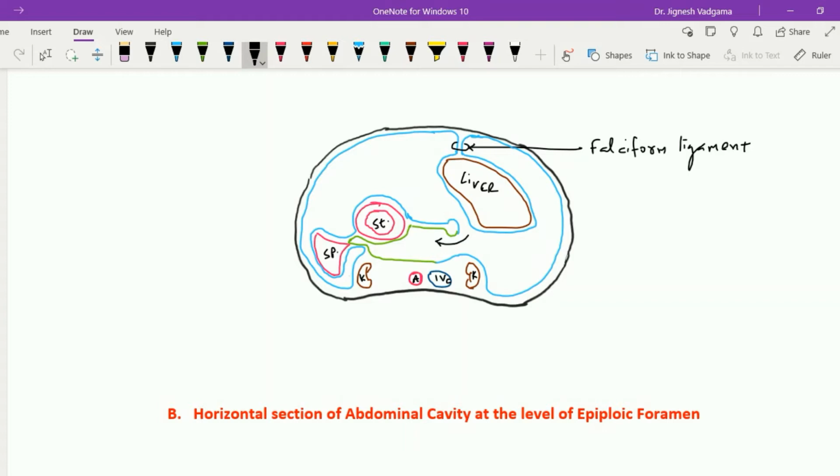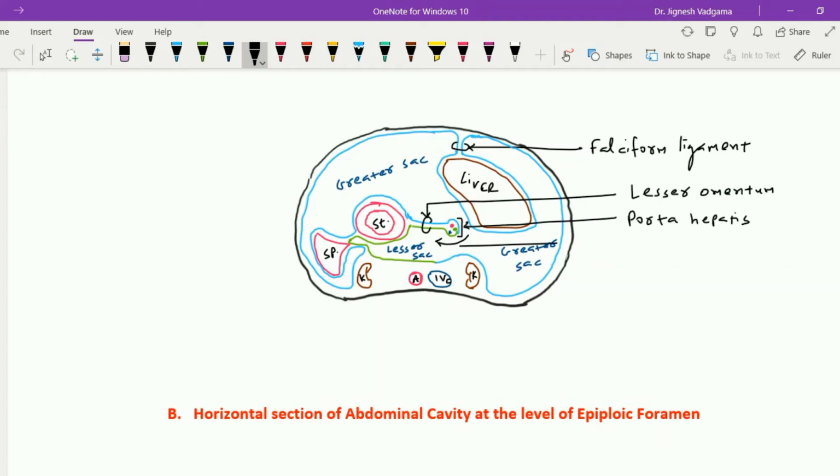and within the porta hepatis we can see three structures present, and these are the portal vein, bile duct and hepatic artery. At the epiploic foramen, the greater sac and the lesser sac are going to communicate with each other.